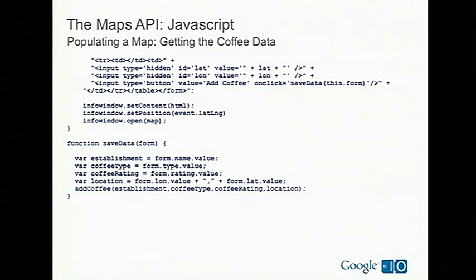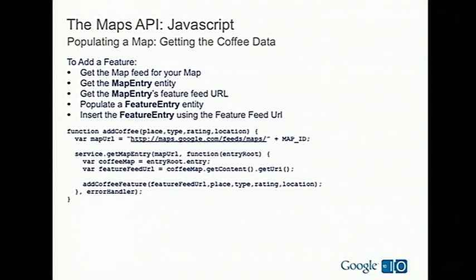And at the end, I actually hide the lat and long as form values. And then I have this on-click save data. And finally, when that's done, I actually just basically set the content of some HTML, set the position, and open it. And what that basically means is that now I've instantiated that info window with that form. And then finally, when I save the data, all I simply do is take out those form values and stuff them in, and then pass it off to another function.